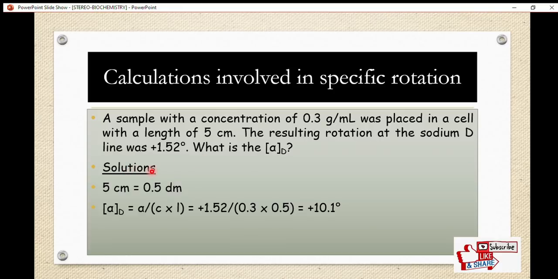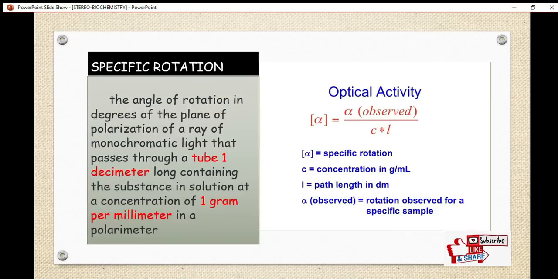So how can we go about this question? When we are given this question, what we have to do is to write down the parameters. So the parameters, we have concentration, that's 0.3, and the unit is gram per what, mL. As we talked about earlier in our previous video, the concentration is supposed to be in gram per mL.